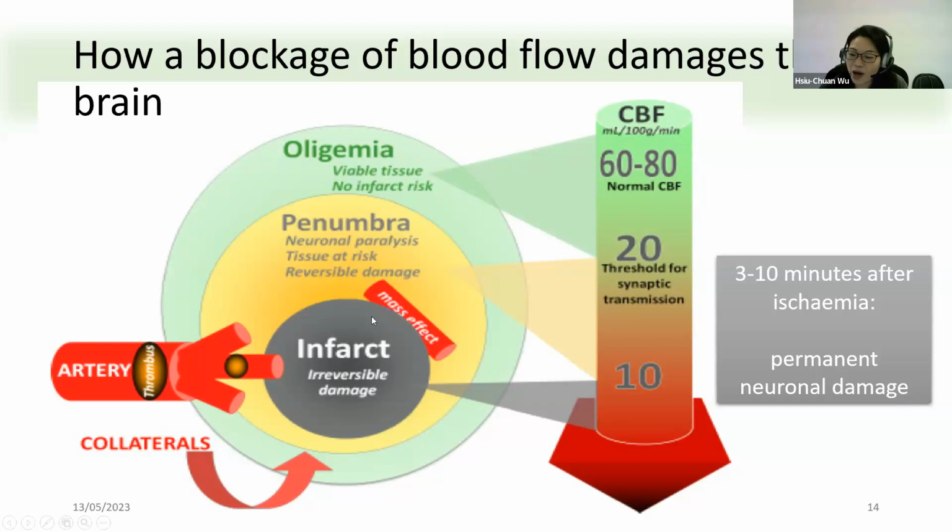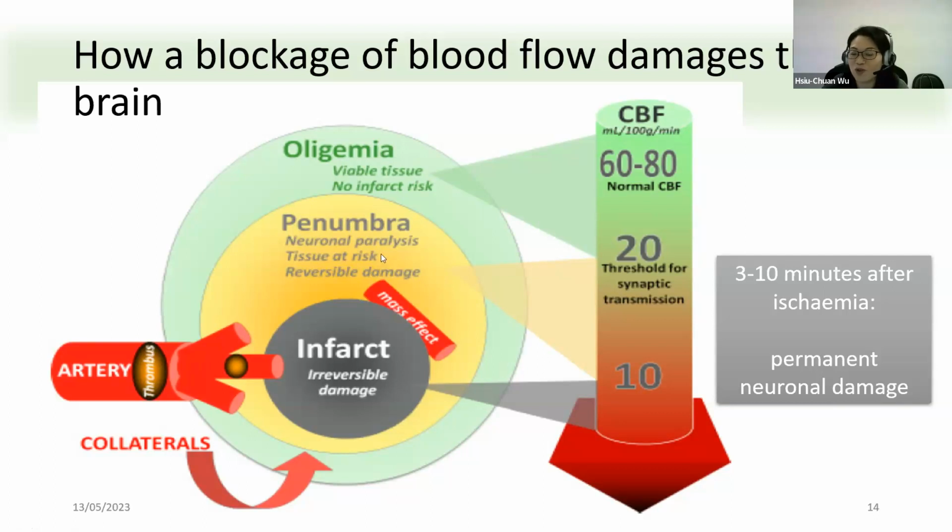And the area around the infarct core usually has some blood vessels from other directions to help them. So they have reduced blood flow, but if we didn't recanalize the blood vessel in time, this area, which we call the penumbra, will still become the infarct area. So that's why it is very important to recognize the early symptoms of stroke and send the patient to the hospital as early as possible.